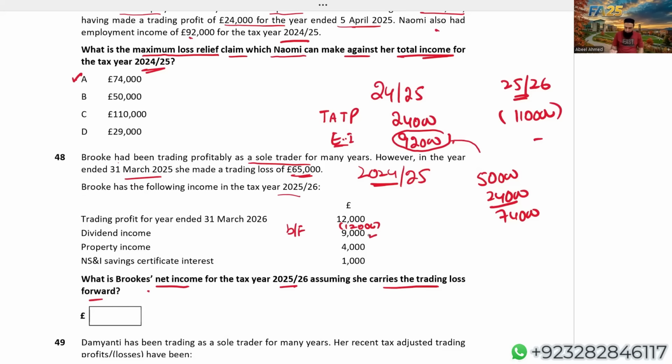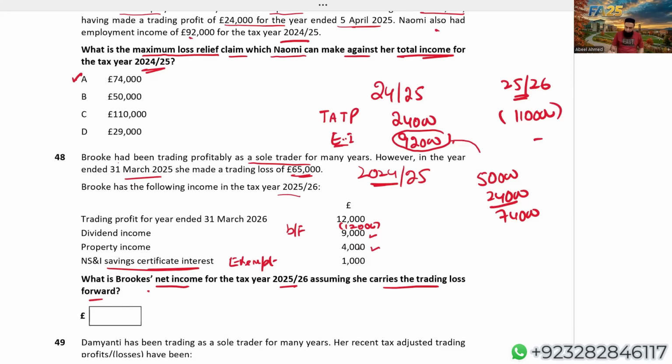Dividend income is 9,000. Property income is 4,000. National Savings and Investment, savings certificate interest. When the examiner says National Savings and Investment and then savings certificate interest, whatever interest income is coming from NSI is exempt. So exempt income will not be a part of net income. Logically, in the tax year 25-26, the 12,000 trading profit is set against the loss. So 12,000 profit, 12,000 loss becomes 0.